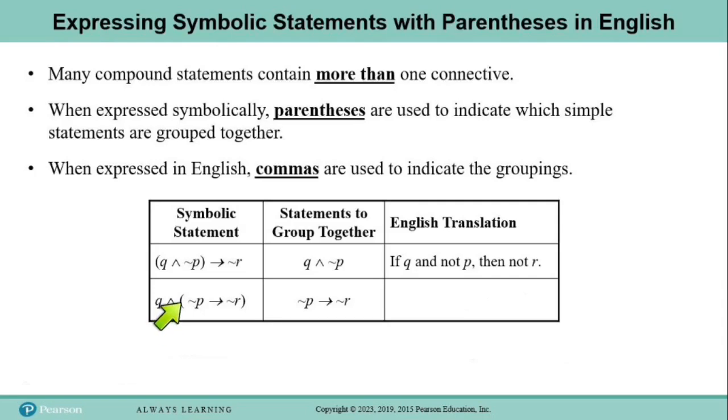Now I know that the parentheses start after the and symbol, but in English we always put the comma before the conjunction. So when we go to the English translation here, it's going to be Q, comma, and if not P, then not R. See, the comma is showing us that everything that comes after the connective, after the word and, is going to be grouped together. Q, comma, and if not P, then not R.